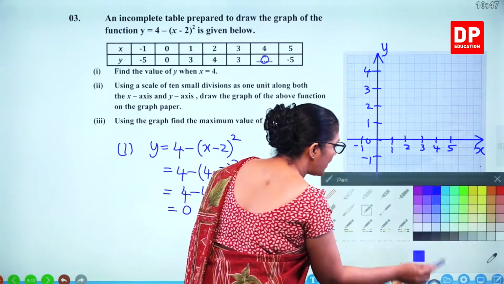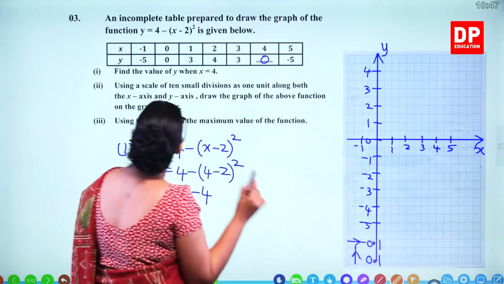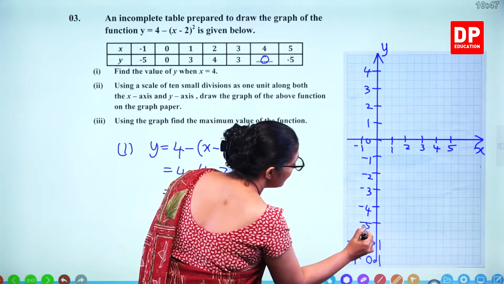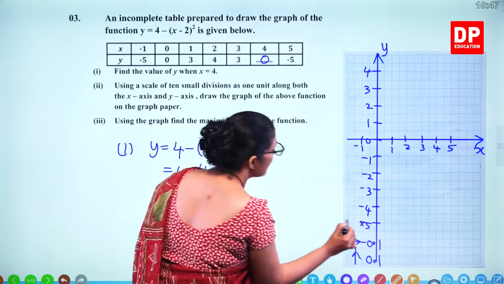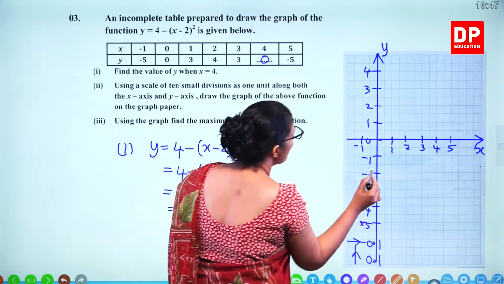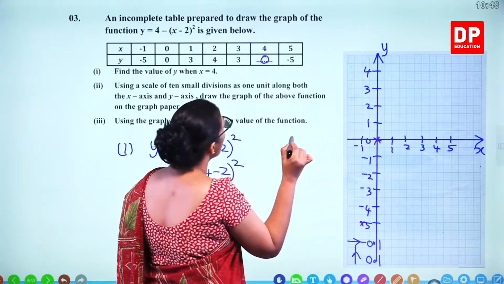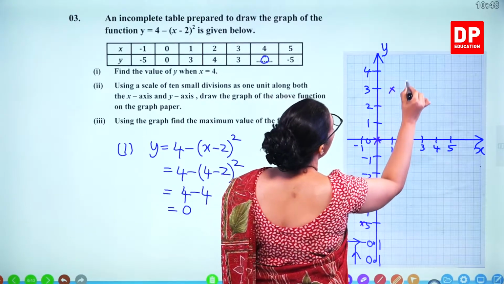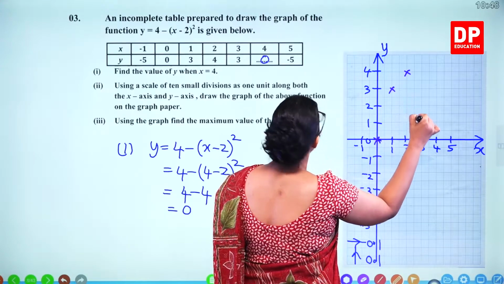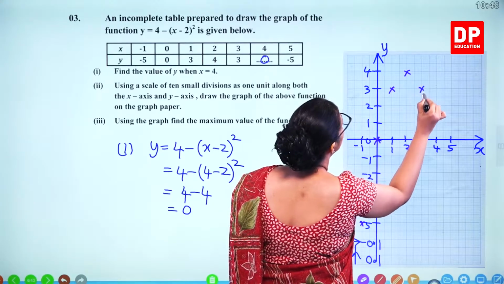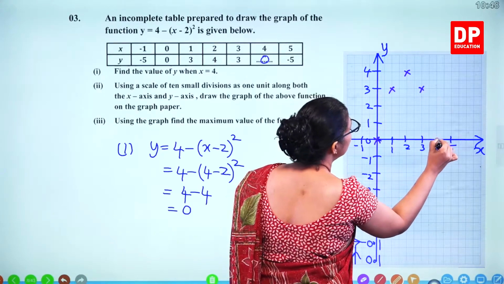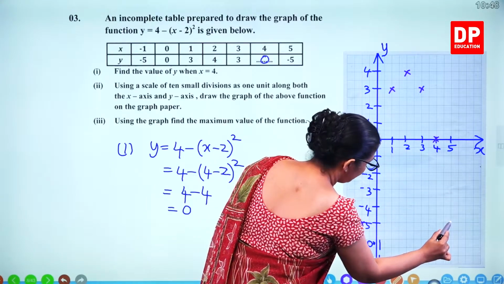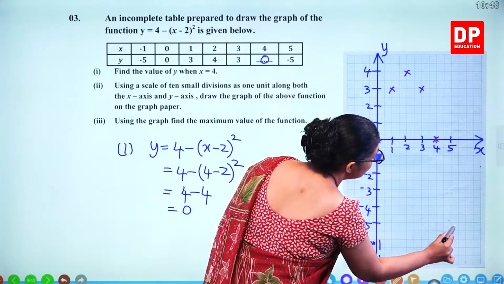Now mark the points. Minus 1, minus 5. This point. 0, 0. 1, 3. 2, 4, 3, 3, 4, 0, and 5 with minus 5. That's here.